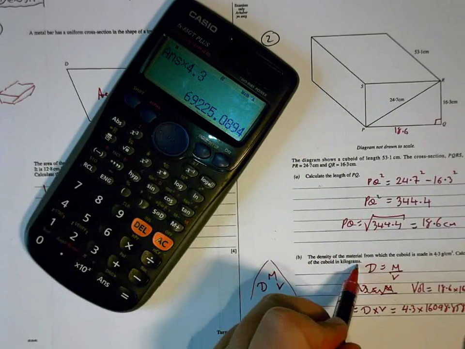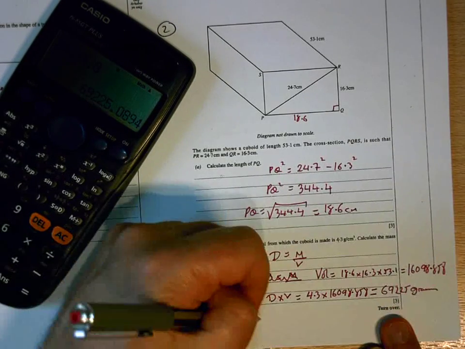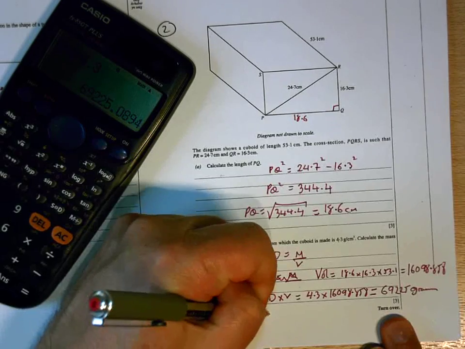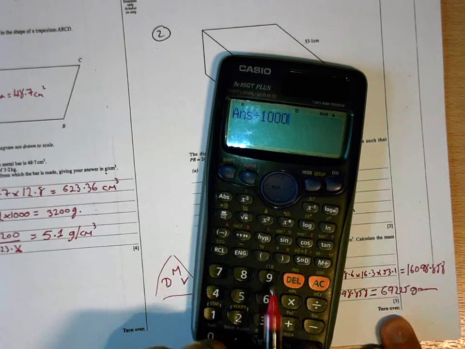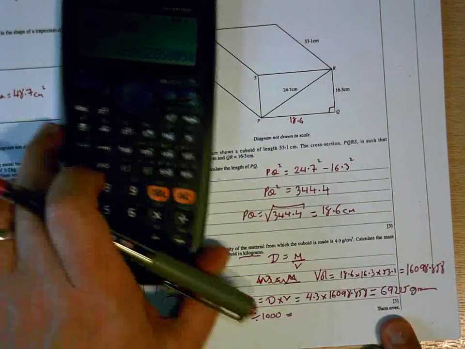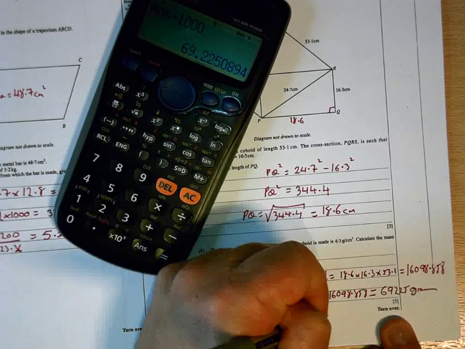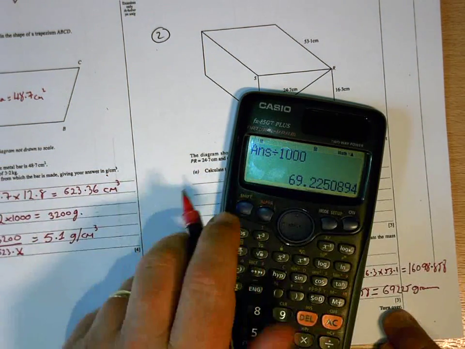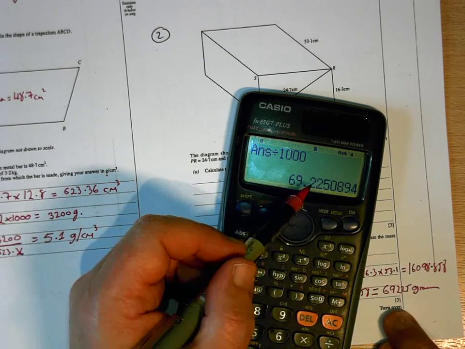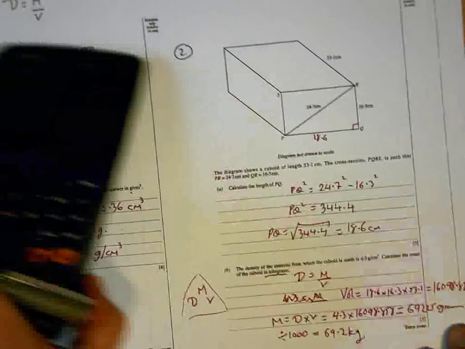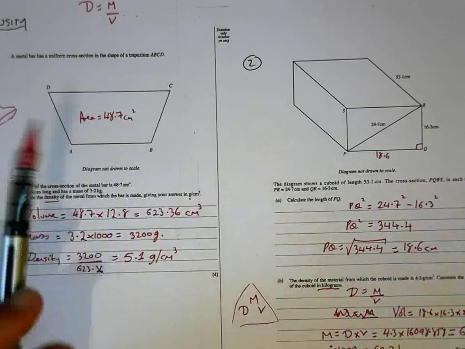We want the answer in kilograms, so we'd have to divide that now by 1,000 to turn it into kilograms. So divide that by 1,000, 69.2 kilograms. Okay, and 69, one decimal place is 2, the next digit over is less than 5, so it stays as a 2. Okay, so when you're dealing with density questions, you can see there that you've got to work with volumes and areas as well.